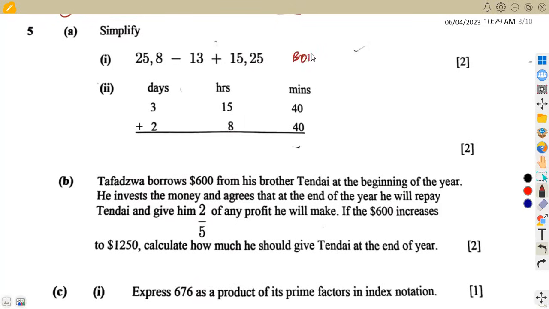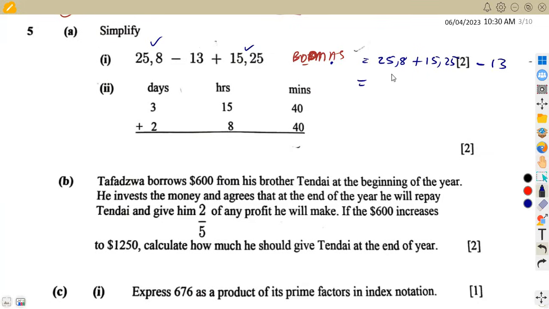So according to that BODMAS, we are going to have brackets, division, multiplication, addition, and subtraction. So let us add first. That is this part added to this part, which is going to be 25.8 plus 15.25. Then we subtract 13, so it's going to be minus 13.